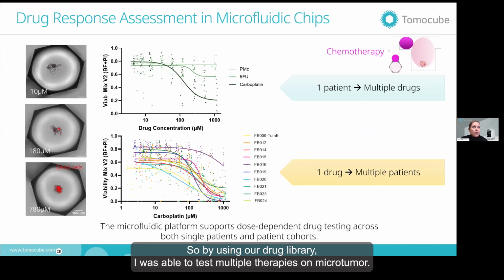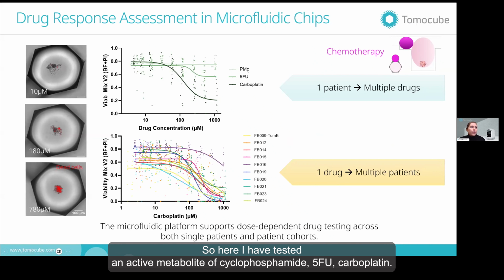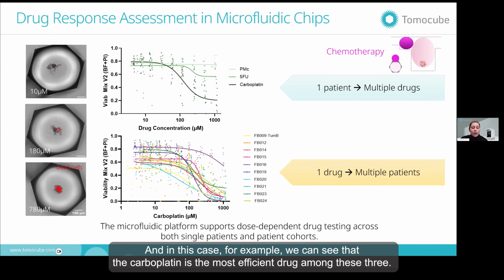So by using our drug library, I was able to test multiple therapies on microtumors. Here, for this case, on one patient, I directly compared 3 drugs and their efficacy to really pinpoint the most promising treatment for that individual. So here I tested an active metabolite of cyclophosphamide, 5-FU, and carboplatin. And in this case, for example, we can see that carboplatin is the most efficient drug among these 3.